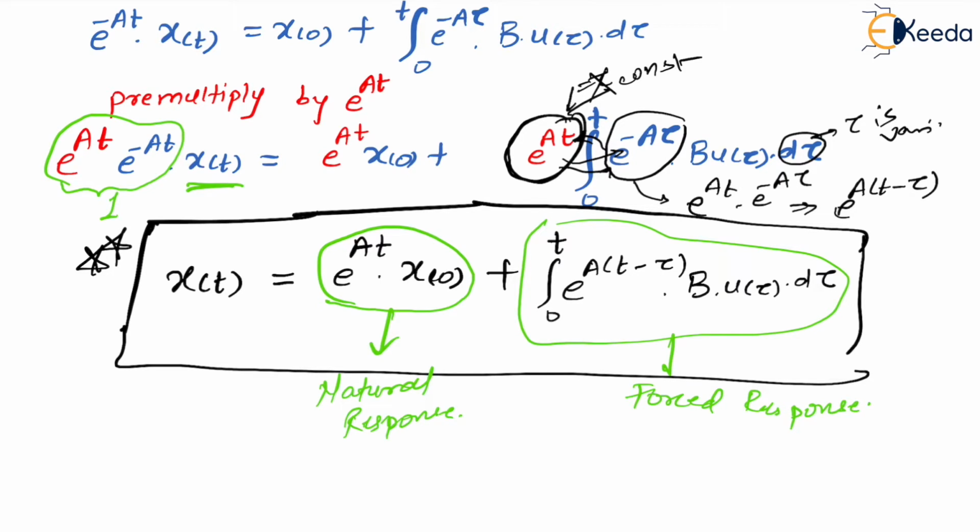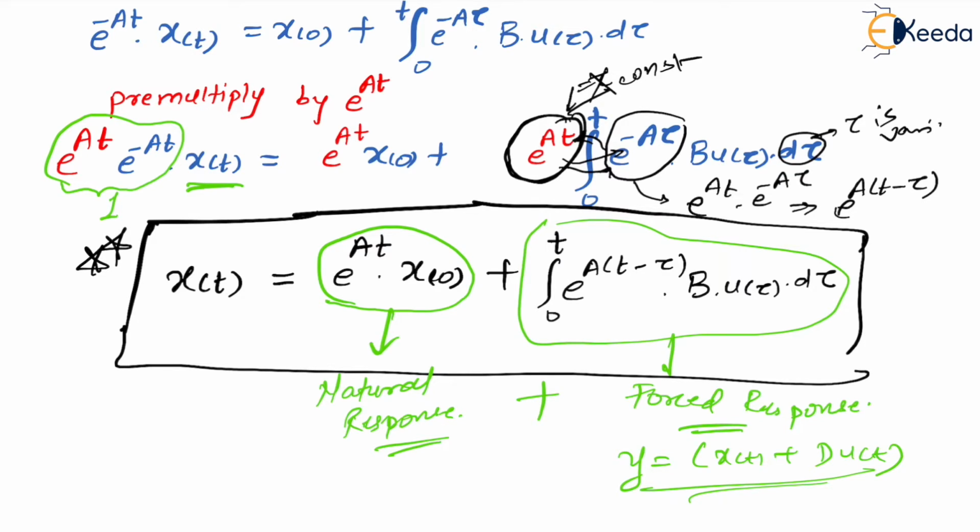Why? Because you just have y equal to C x of t plus D u of t. You just simply replace it there, and you will get the same. So I can say that this is the natural response and this is the forced response. The plus between them means the addition of natural response and forced response will give you the total response.